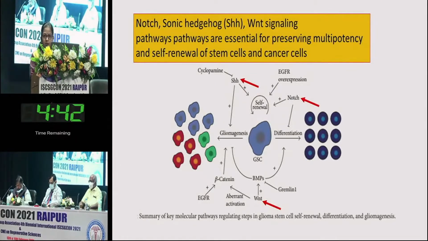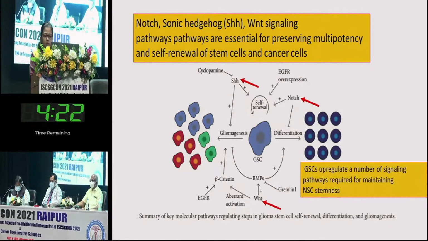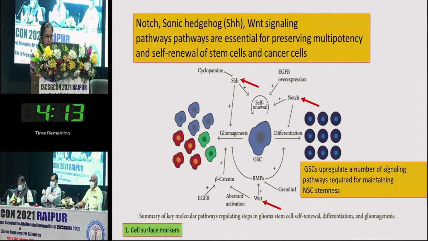What are the important cell signaling pathways which are seen in glioma stem cells? The important cell signaling pathways are the Notch pathway, the sonic hedgehog pathway, and the Wnt pathway, which are essential for preserving multipotency of the stem cell and for maintaining the self-renewal of the glioma stem cell. Glioma stem cells upregulate a lot of these pathways, and it may differ in different tumors, and they are required for maintaining these stem cell populations within tumors.